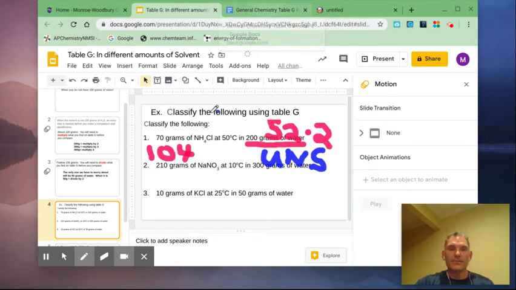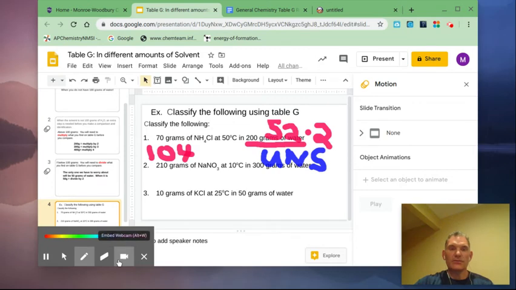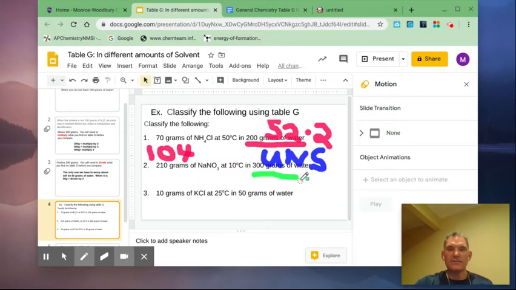Take a look at number 2. It says 210 grams of NaNO3 at 10 degrees Celsius in 300 grams of water. So for this one, I'm going to change my color once again, and I'm going to make note that it's 300 grams of water. Tells me it's not a normal problem. So I have to look at NaNO3 at 10 degrees Celsius.